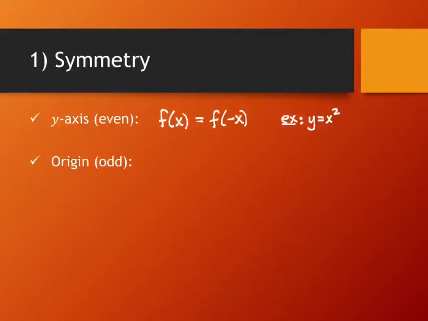An odd graph has the case that when I put a negative in for x, it's actually giving me the opposite values for y. And a graph that we've seen this happen with before is x cubed. So if we put in positive 2, we get one thing. If we put in negative 2, we get the exact opposite sign. Okay, so those are our y-axis symmetry for even, or origin symmetry for odd. Those are the symmetry pieces that we will be testing for.